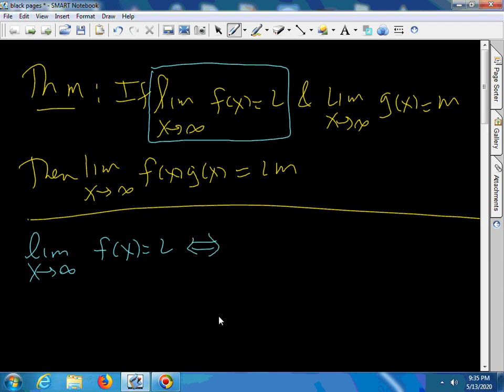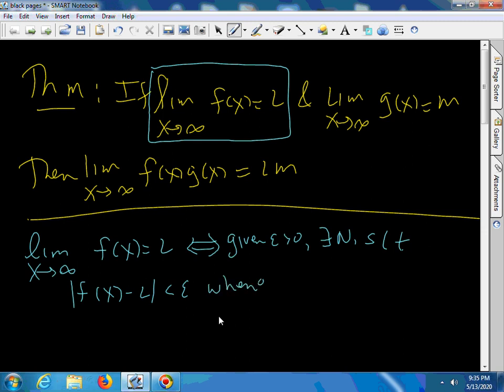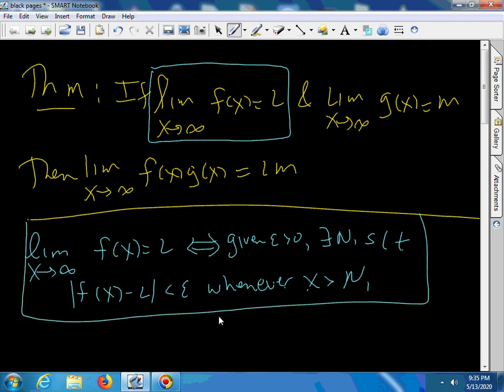This is if and only if, given any epsilon greater than 0, there does exist an N1 such that the difference between f(x) and L is less than epsilon whenever x is bigger than N1. Okay, so we have that.